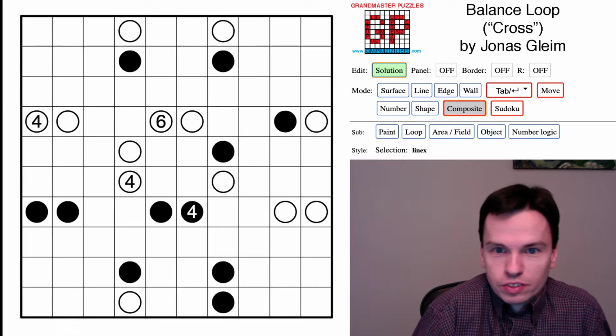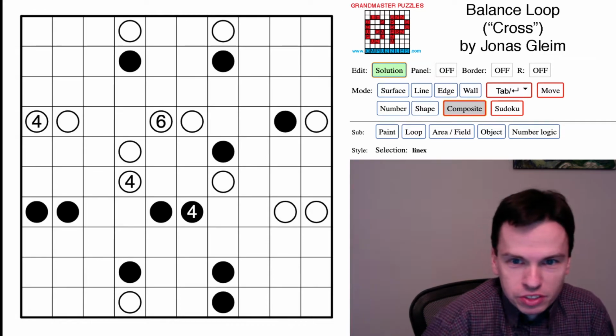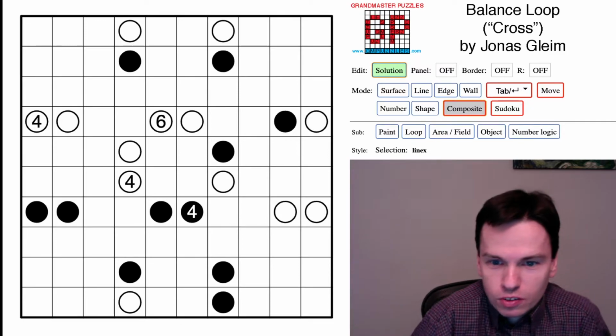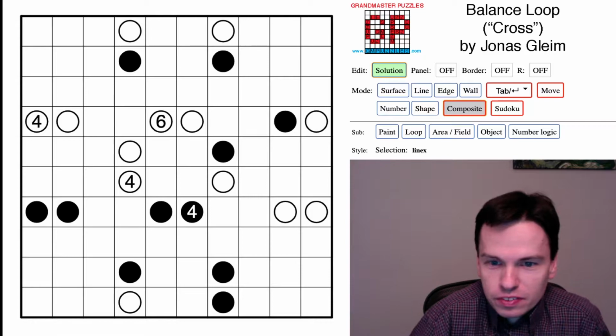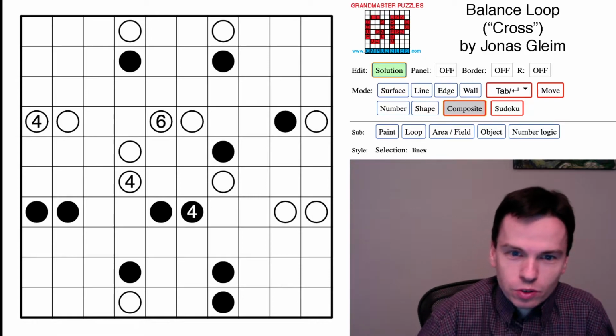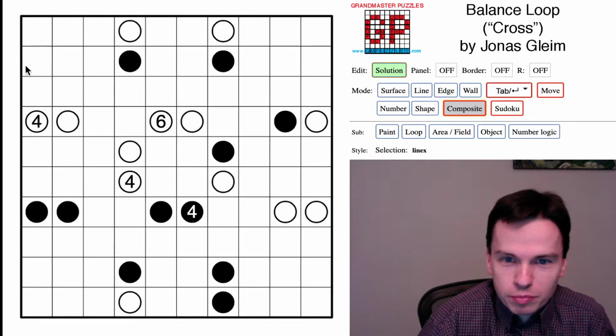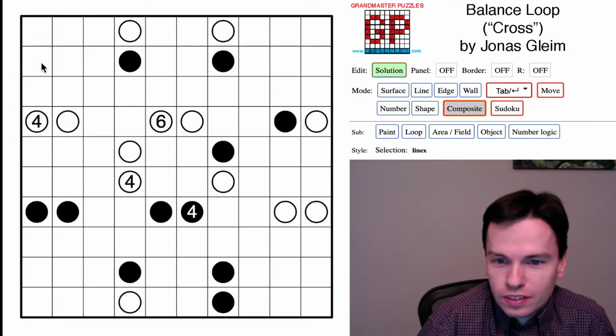So we're here to solve this balance loop puzzle from guest contributor Jonas Gleim. We've got a theme called cross, and I see, well, it's a nice pattern of circles. None of the circles are in the corners. Corners are a particular weak point in balance loops because of how they'll work.